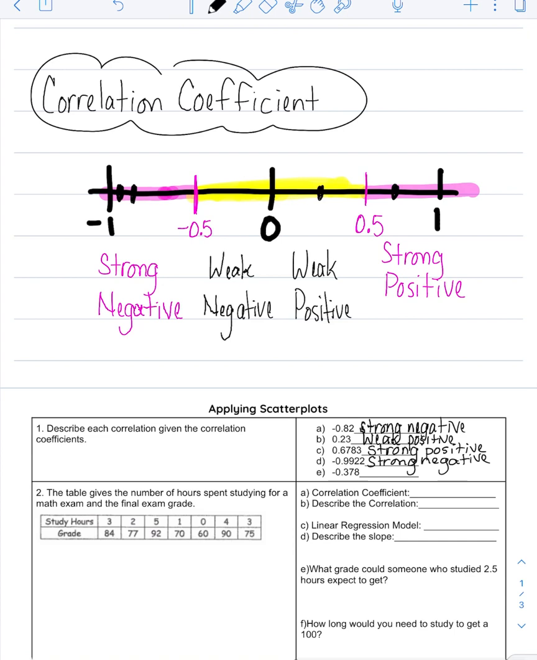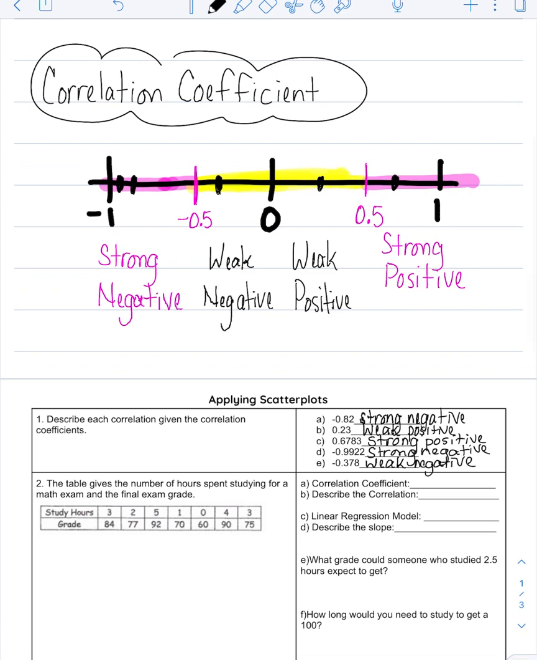And lastly, negative 0.378. Oh wait, I was on the wrong side. Negative 0.378 is going to be somewhere around here. That's going to be considered weak, and it's on the negative side. So a weak negative correlation or relationship between those two things. That's why we learned the correlation coefficient. It describes the relationship. Now let's take it a step further and look at a specific example.